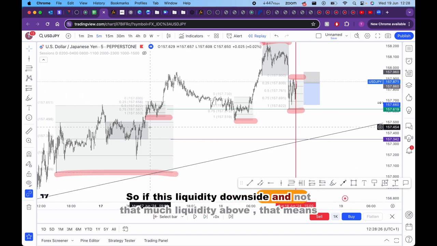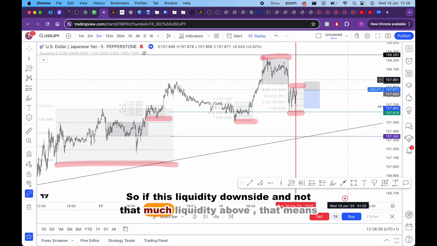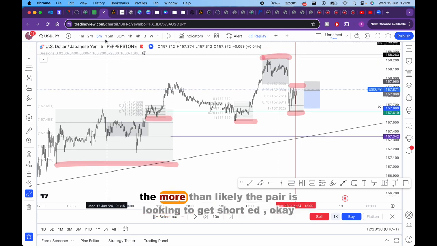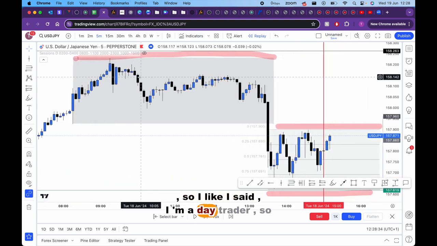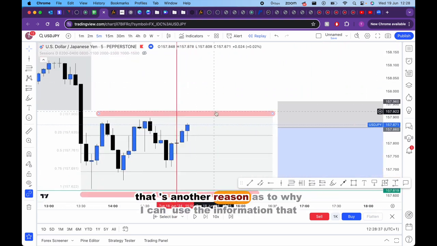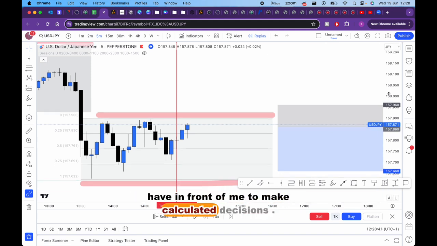So if there's liquidity downside and not that much liquidity above, that means that more than likely the pair is looking to get shorted. Okay, and like I said, I'm a day trader, so that's another reason why I can use the information that I have in front of me to make calculated decisions.